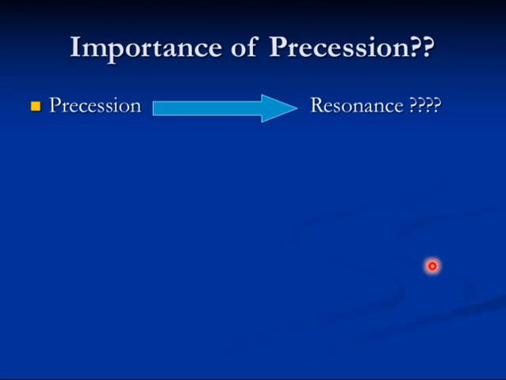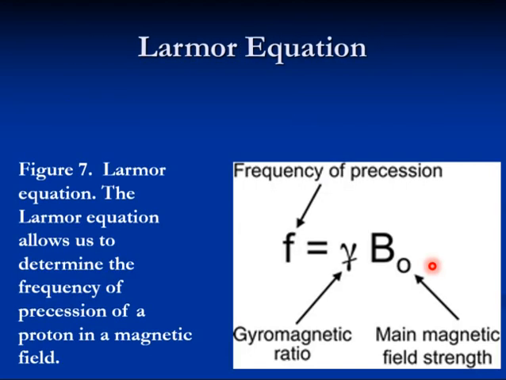So precession makes resonance. Now, what is the precession frequency of the hydrogen atoms? There is an equation called the Larmor equation. Some scientist, I think from France or something, called Larmor, discovered this. Larmor frequency or Larmor equation: the frequency of the precession equals the gyromagnetic ratio times B0. That means, for example, hydrogen, we know its frequency is 42.6 megahertz per one Tesla.